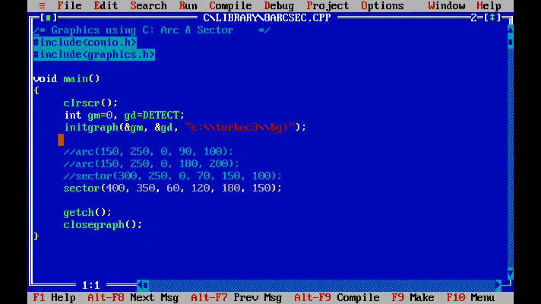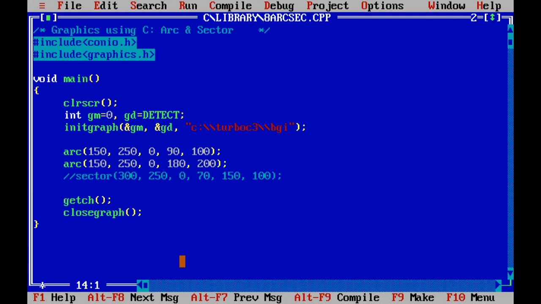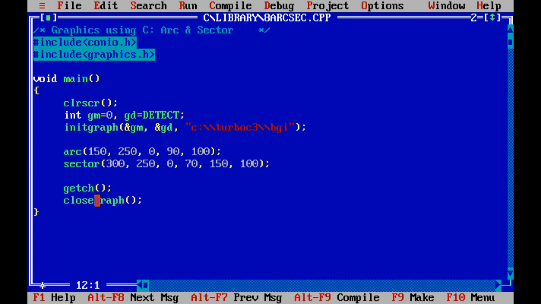Okay, so as in the beginning, we eliminate the additional code and go back to the earlier position. Now we check the program once.